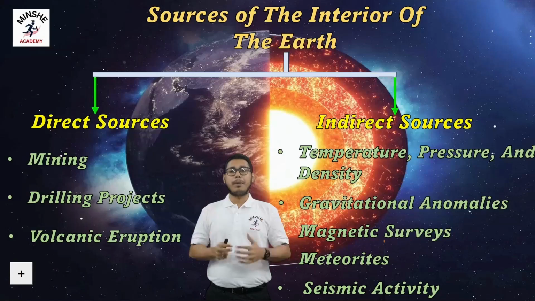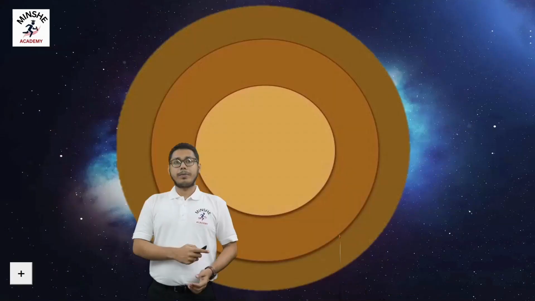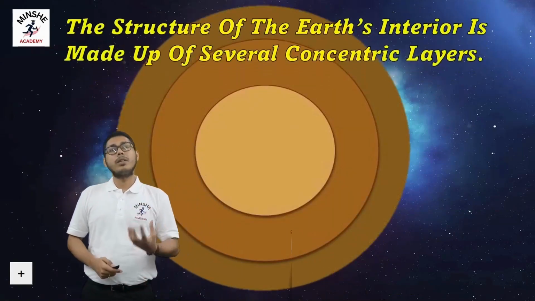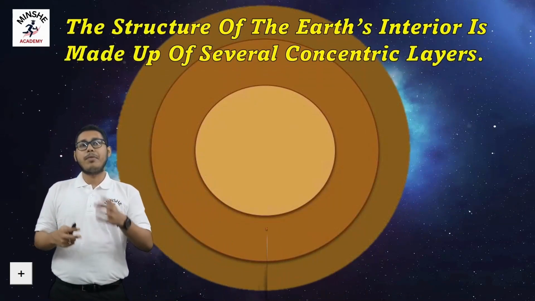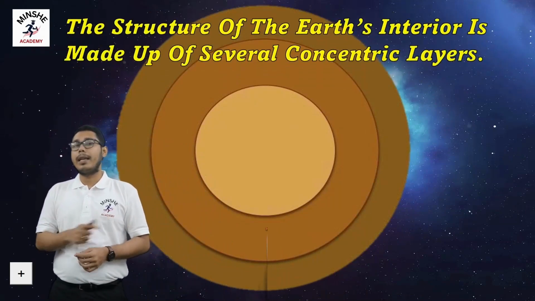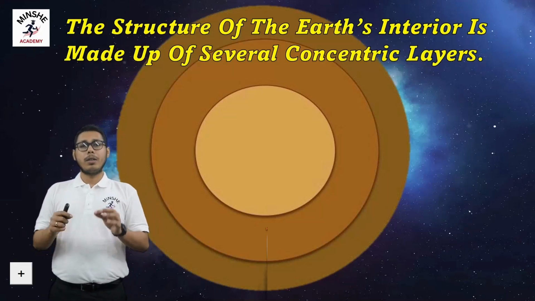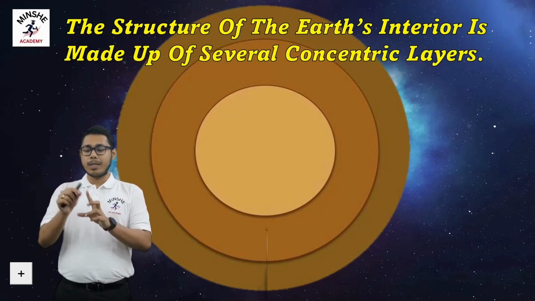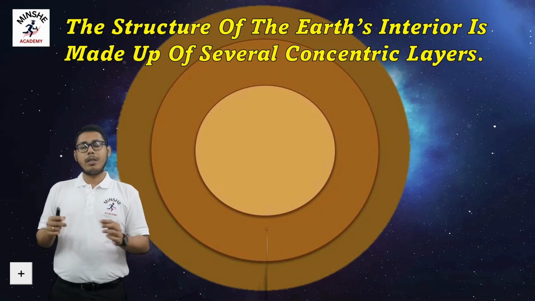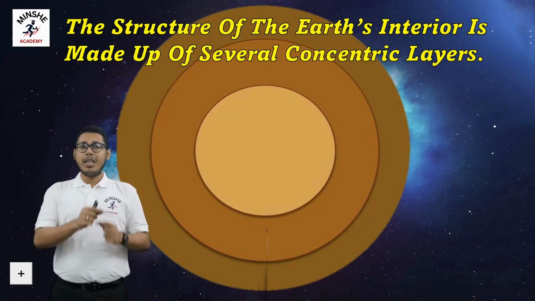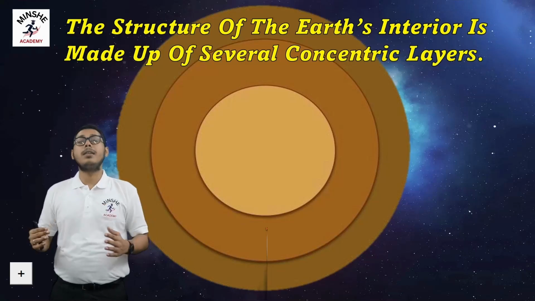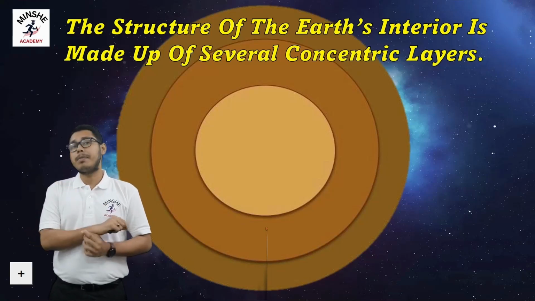The actual chapter will start now. The structure of the Earth's interior is made up of, as you can see, several concentric layers. What does this mean? Concentric circles or concentric layers are those which have the same center. You can see there are 3 circles. Each circle increases in size, but they have the same center.